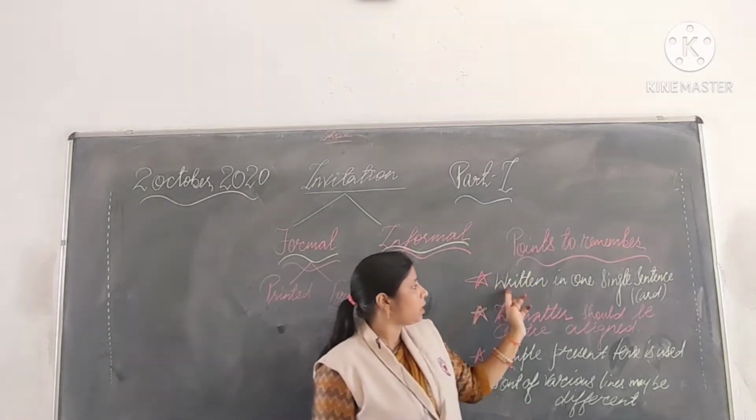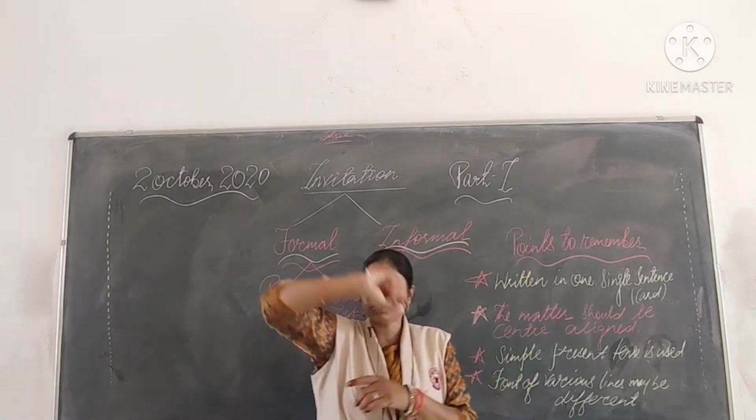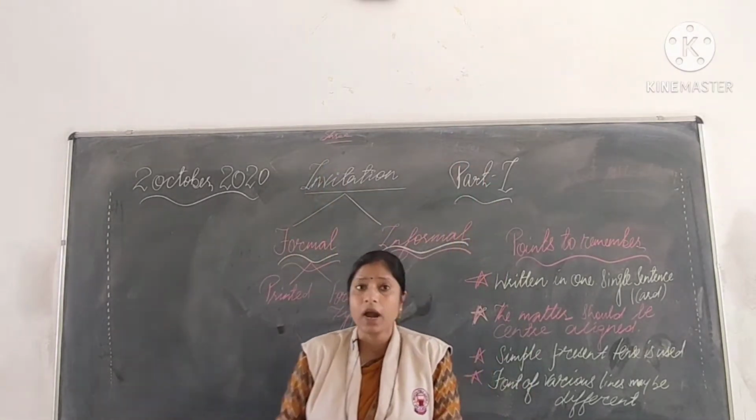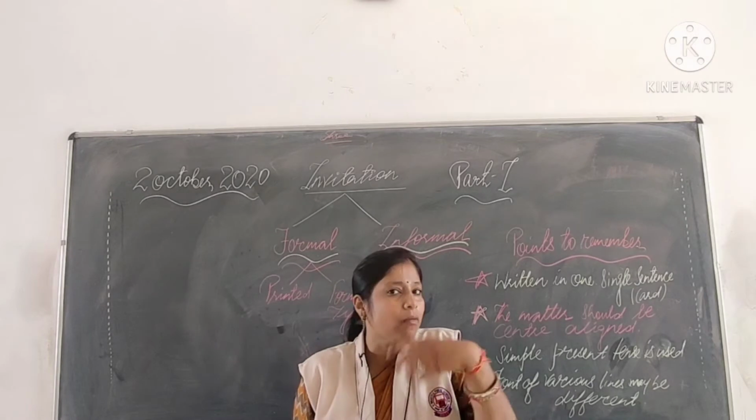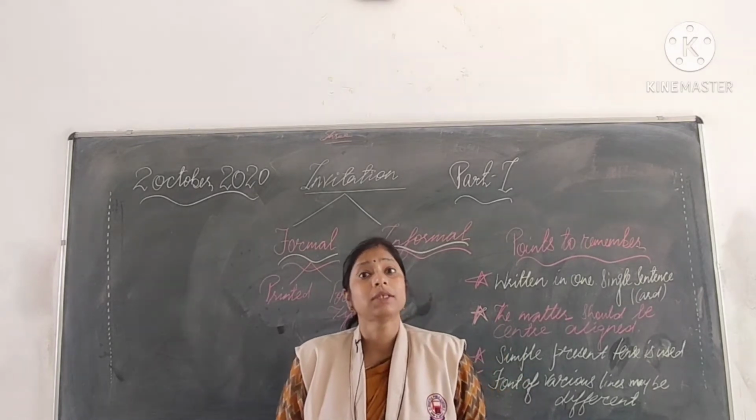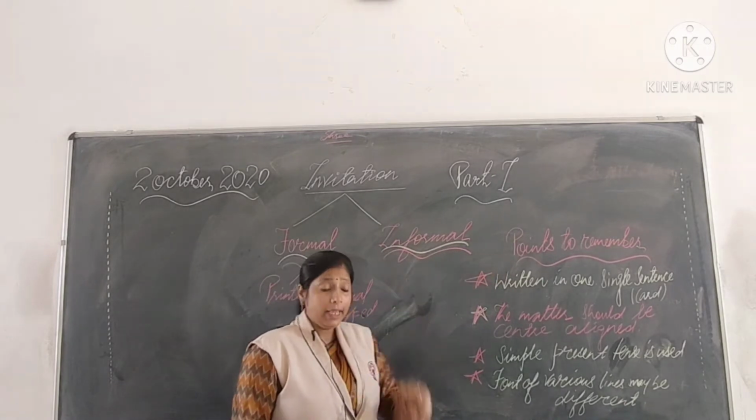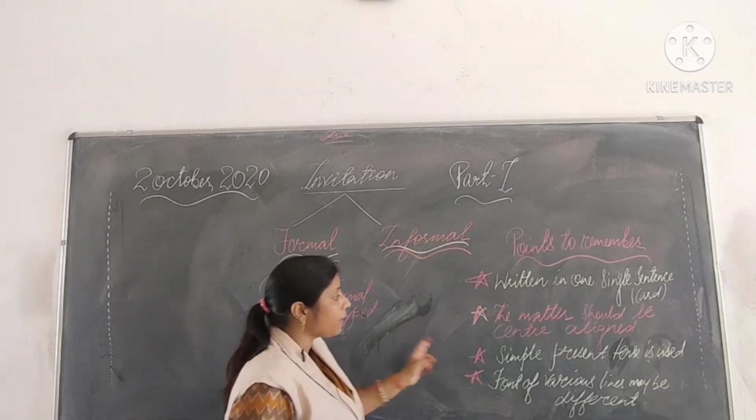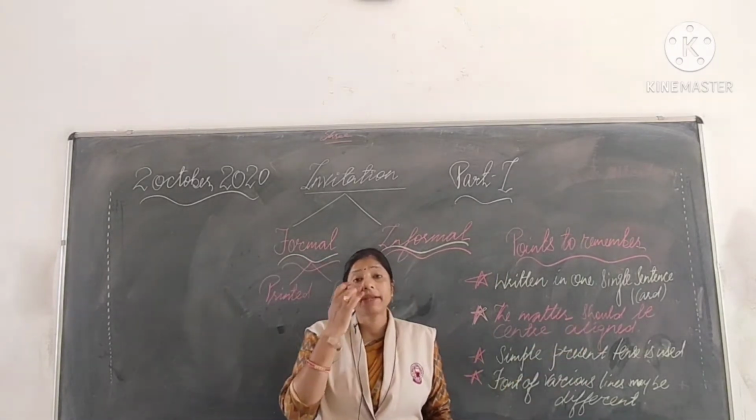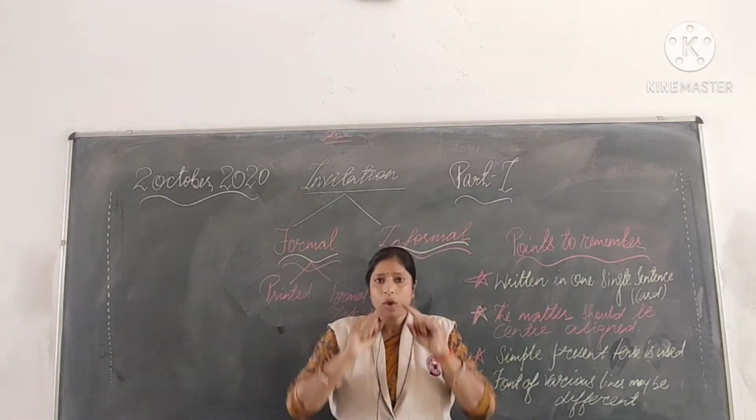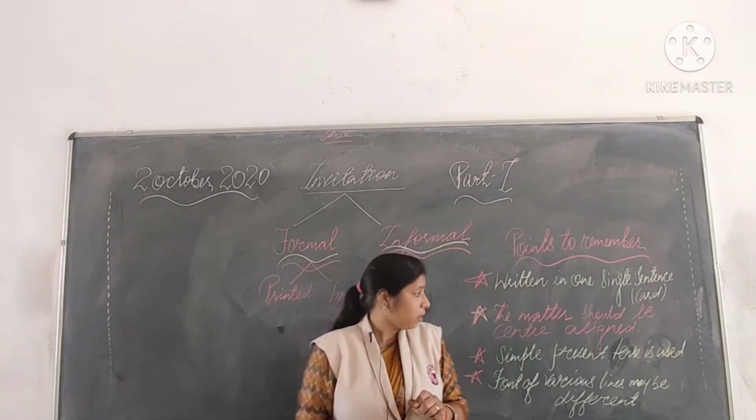First one, it is written in one single sentence. There is no comma, there is no full stop. It is the card type invitation. Have you gone through any card? Please go through some of the cards today so you can understand the format of a formal invitation. Then the matter should be centered. You will not write one line over there and one line here. I'll explain how to write the matter.